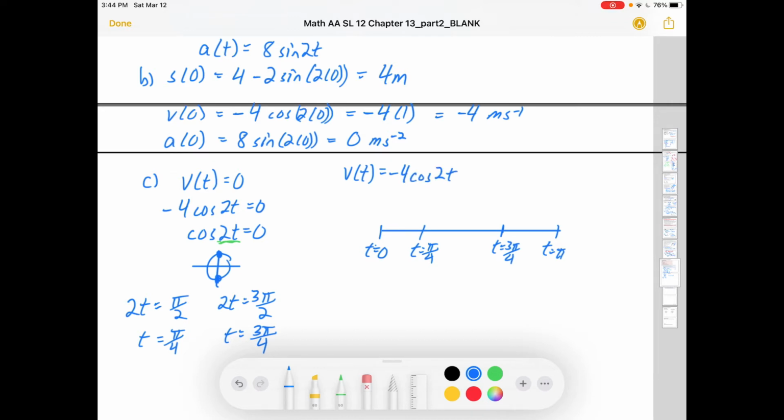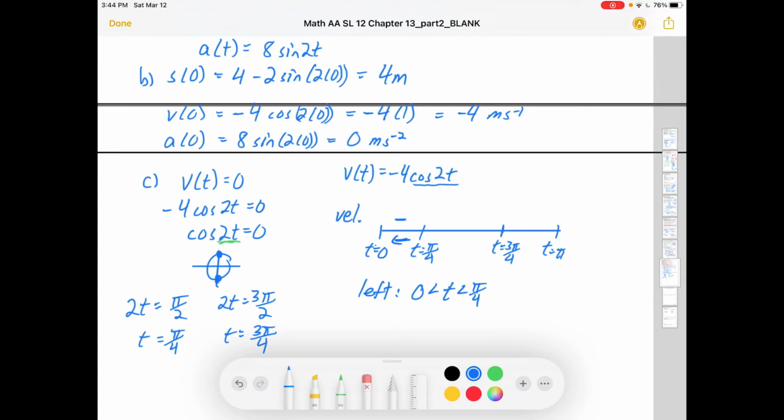So if I were to sub in pi over 3 or something, I'm going to get a positive number for cos of 2t times a negative. So this will be negative. To start with, the velocity is negative, meaning that it is moving left. Okay? It's moving left from 0 to pi over 4.